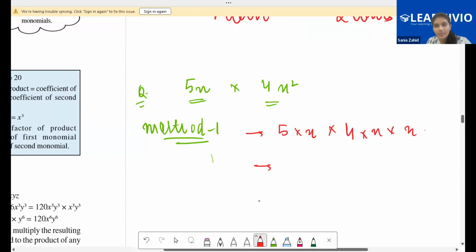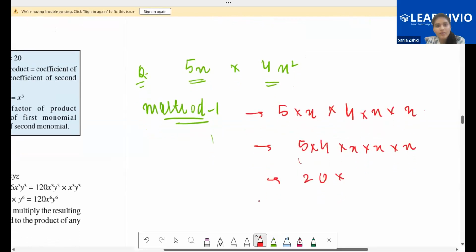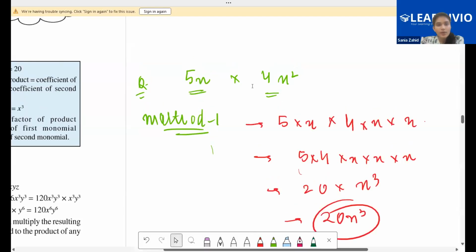Now you rearrange them and you write the numbers together and the letters together. So it becomes 5 into 4 into x into x into x. So your answer becomes 20 into, now what is x into x into x? x cube. So it becomes 20x cube. So this is one of the methods.